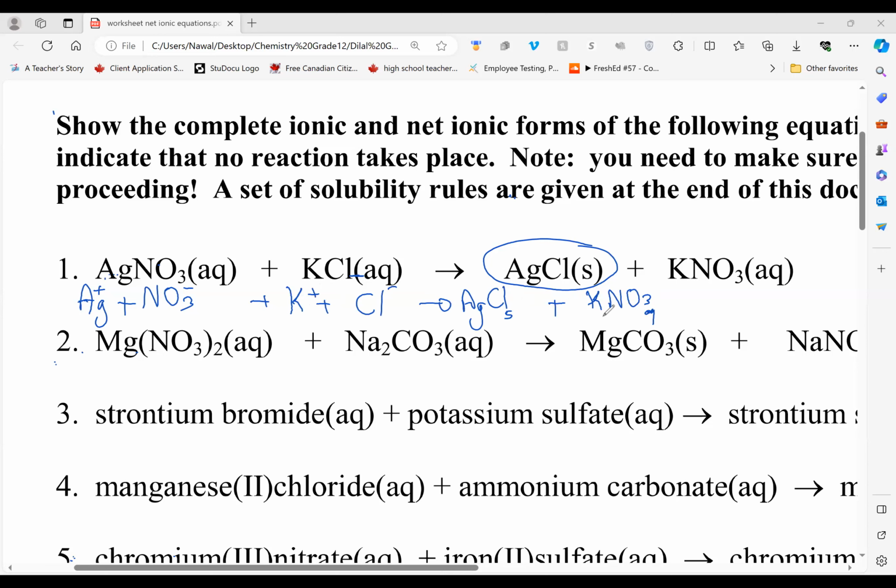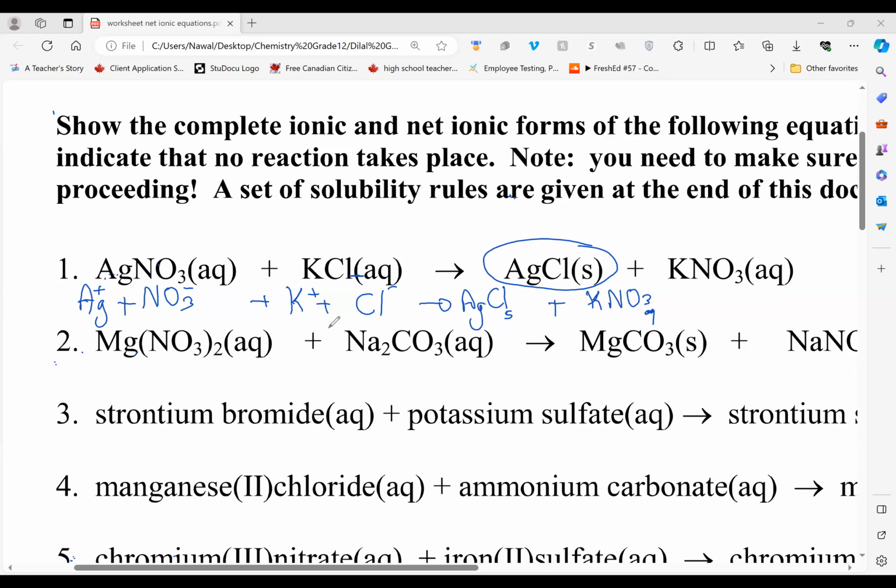Potassium nitrate. I did something wrong. What is it? Who is with me? Who is here? I'm here. What did I do wrong? You separated the K and the Cl.